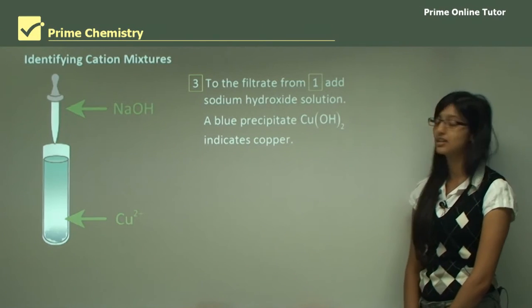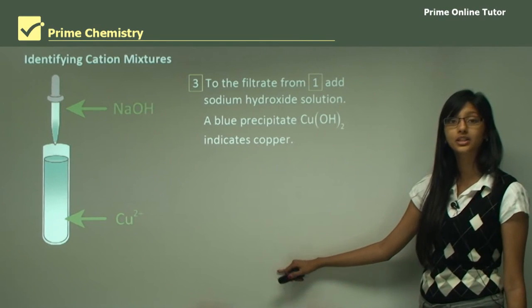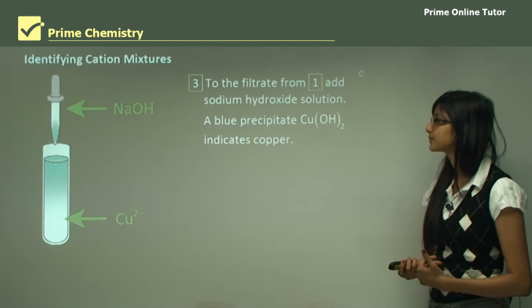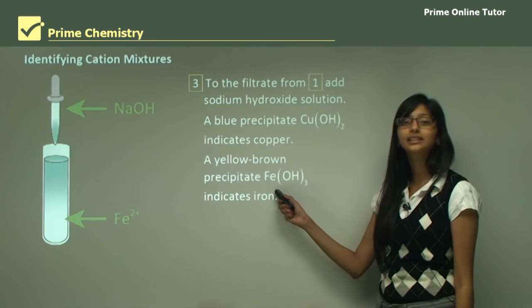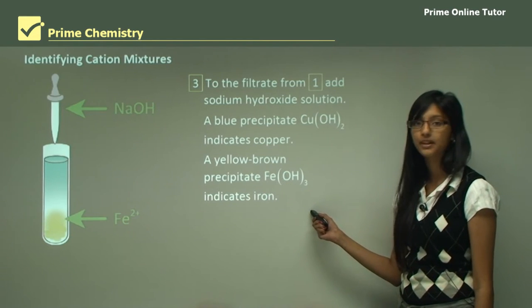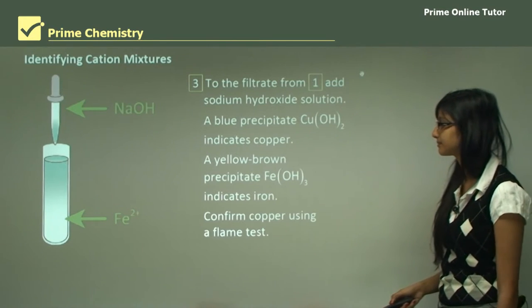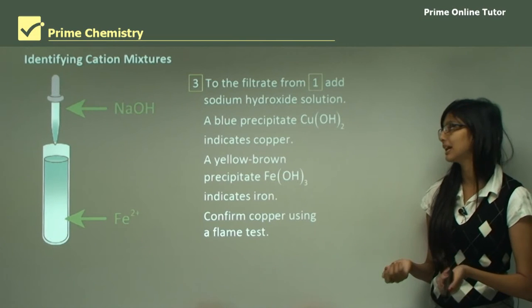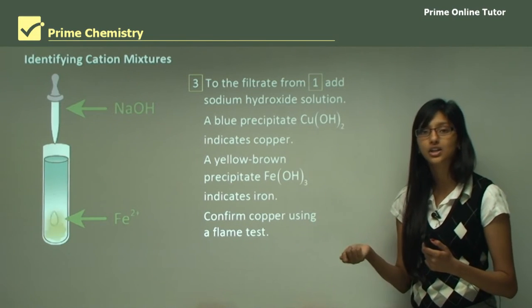Copper hydroxide is a blue compound, so the precipitate formed in your test tube should be copper hydroxide if it's blue. And if a yellow precipitate forms, then it indicates that iron 3+ is present. So if it's blue, it's copper. If it's yellow, it's iron. To confirm copper, you can also use a flame test. When you put copper in a flame test, a brick red color should form.